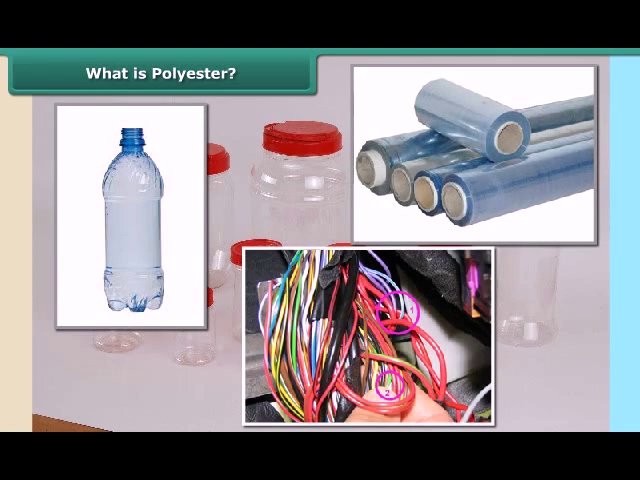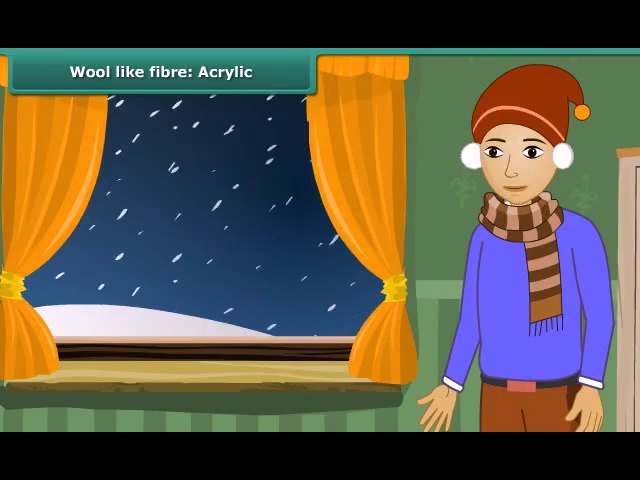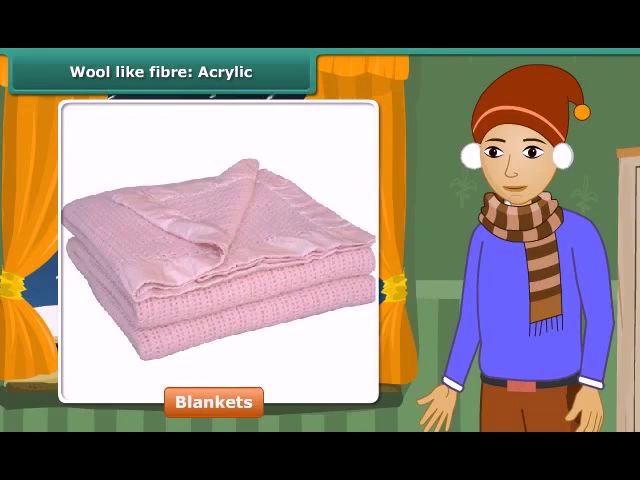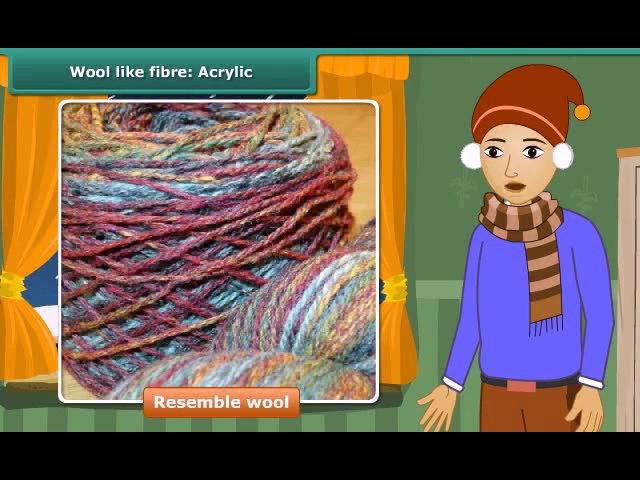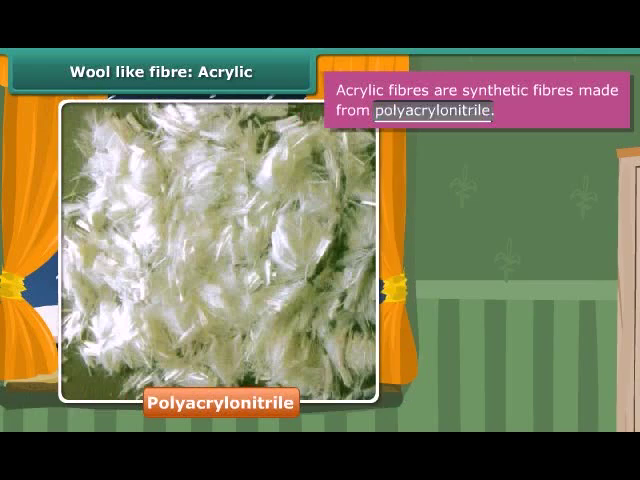To protect us against cold winters, we wear sweaters and shawls and use blankets. Do you know that many of these are actually not made from natural wool, though they appear to resemble wool? You would be wondering how these are prepared then. Well, these are prepared from acrylic fibers. These are synthetic fibers made from polyacrylonitrile.